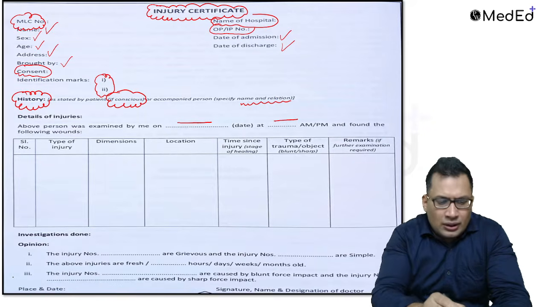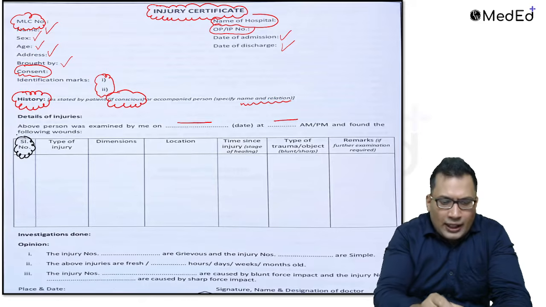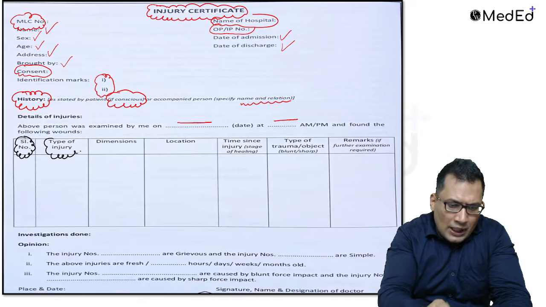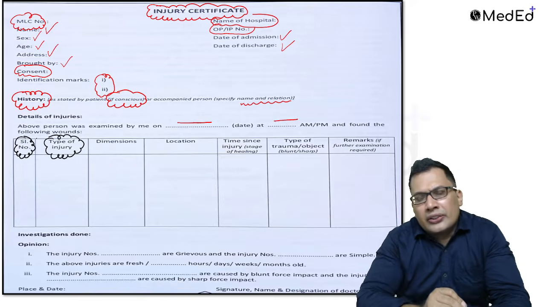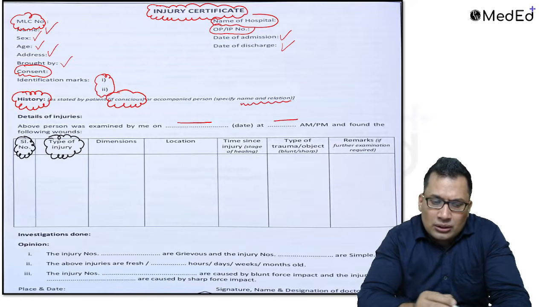Again, you can see the columns here. First one is the serial number, then type of injury. What type of injury? Whether it is abrasion, bruise, laceration, stab wound or incised wound, or chop wound, or firearm wound, that you can mention.